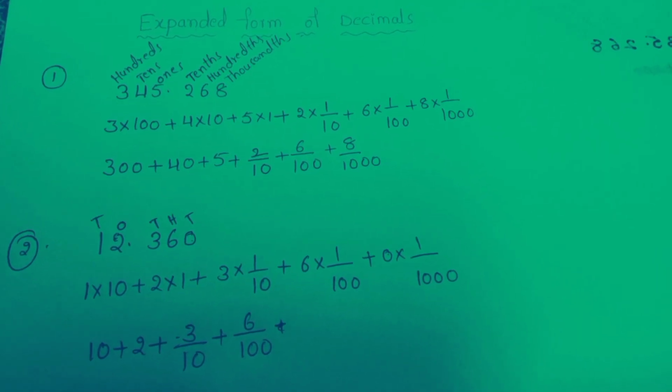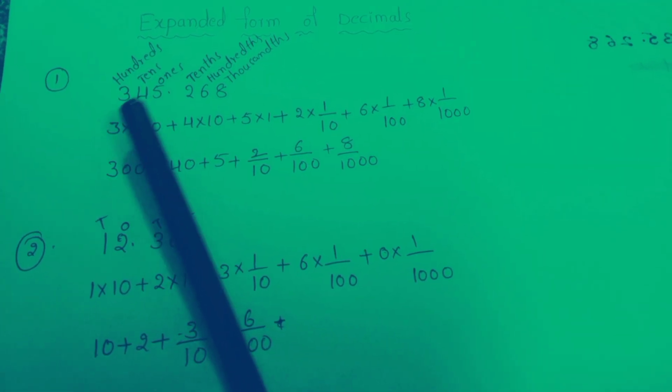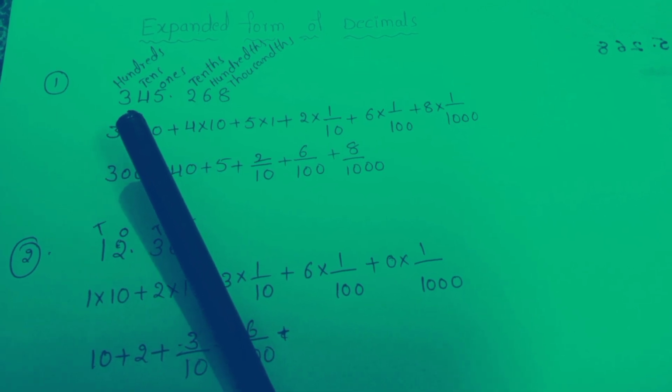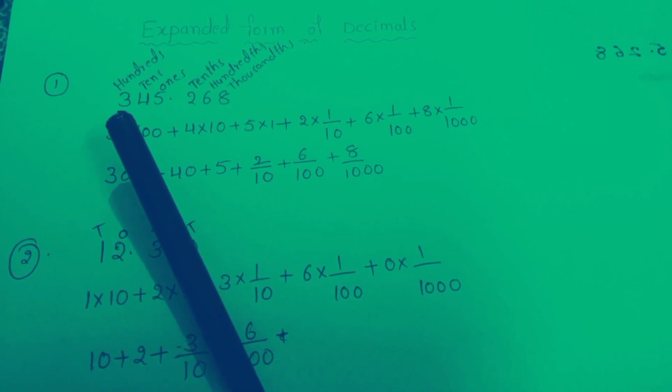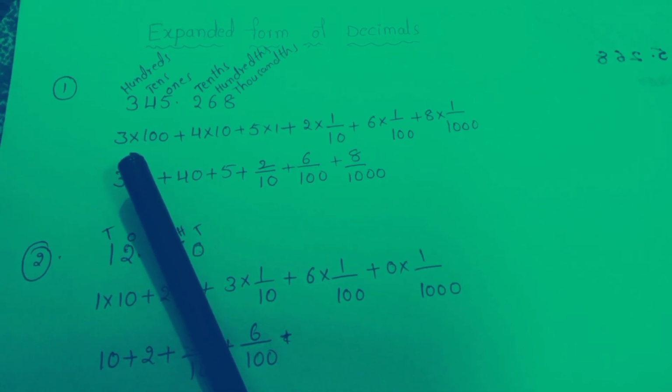Today I will explain the expanded form of decimals. The first question is 345.268. The place values of this number: 3 is in the hundreds place, so 3 into 100.